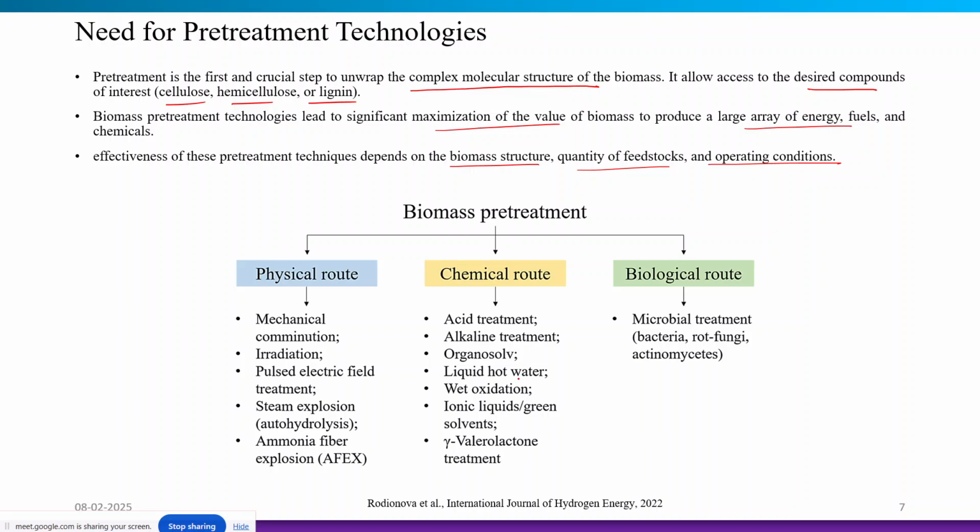In the chemical route, there are different routes like acid treatment, alkaline treatment, organosolvent treatment, liquid hot water treatment, wet oxidation, ionic liquid treatment. Ionic liquids are also considered to be green solvent treatment, and then there is gamma valerolactone treatment. In the biological treatment, there are different kinds of microbes like bacteria, white rot fungi, actinomycetes. Those microbial treatments are also efficient for biomass pretreatment.